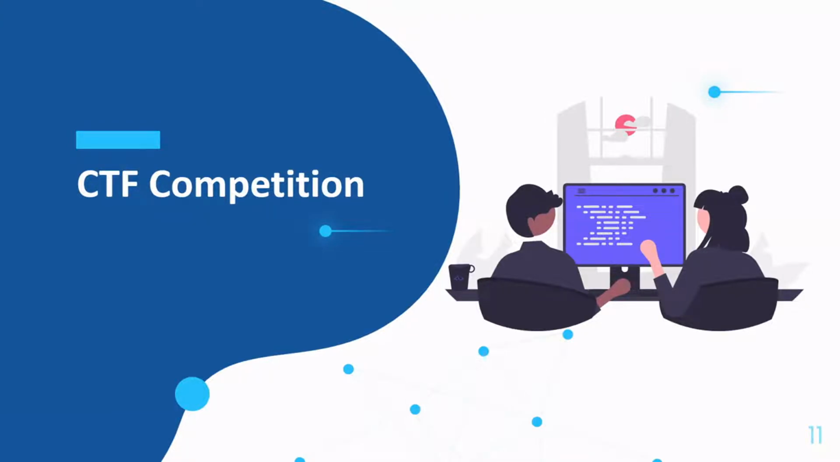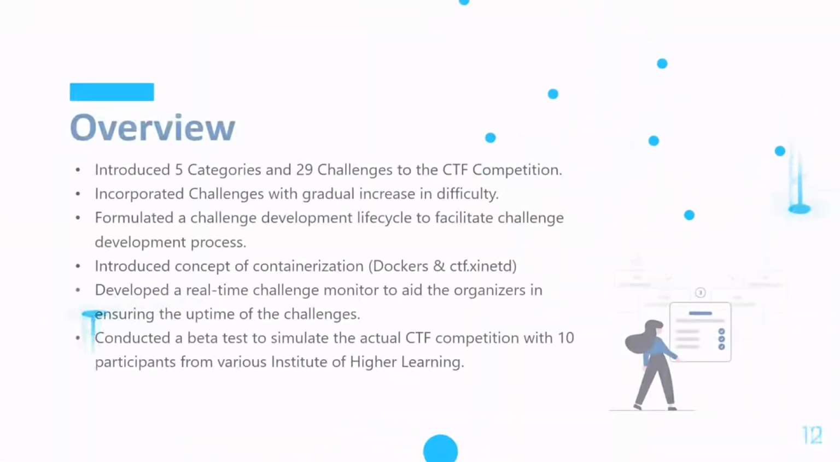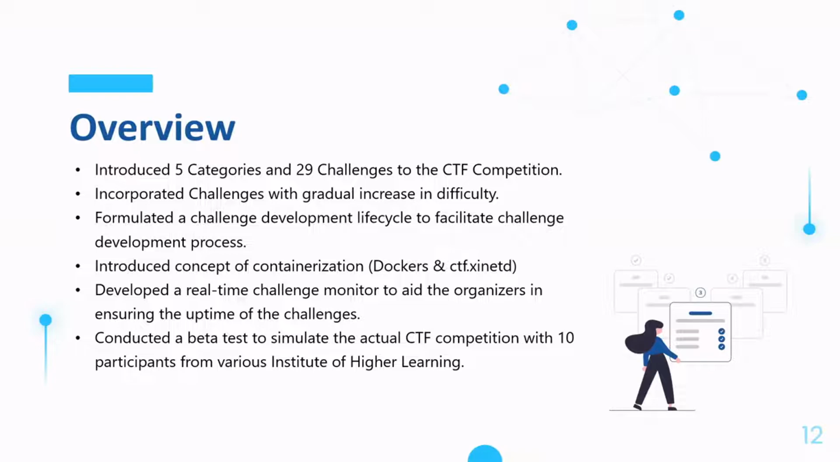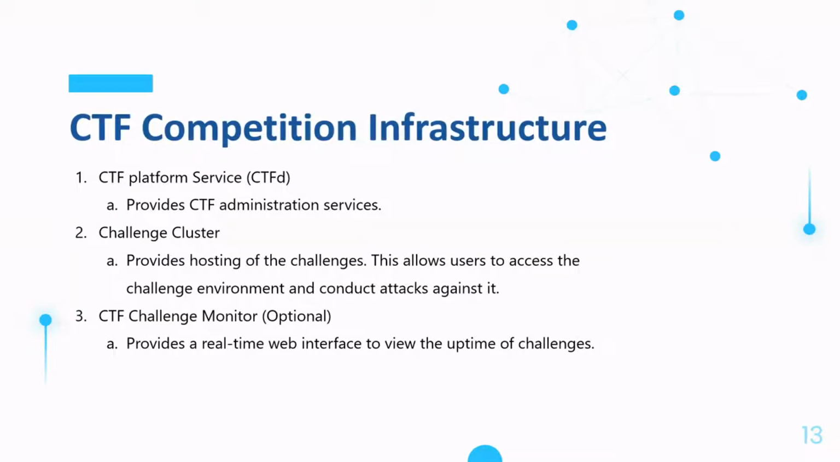Next, the CTF competition. This is an overview of the implementation for the CTF competition. A total of 29 challenges were created for the CTF competition. The CTF competition infrastructure consists of 3 parts. The CTF platform, which provides the administration services. Next, the challenge cluster, which provides the hosting of challenges. And lastly, the CTF challenge monitor, which provides a real-time web interface to view the uptime of challenges.